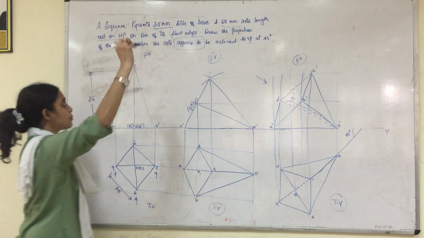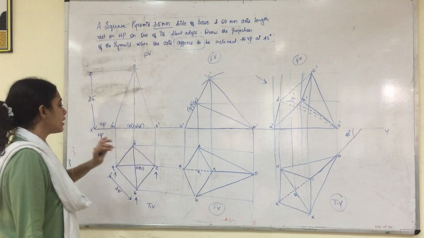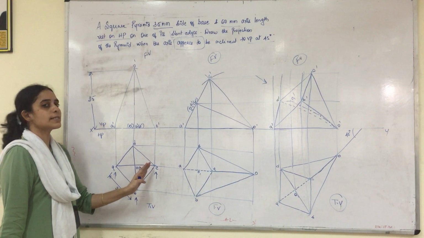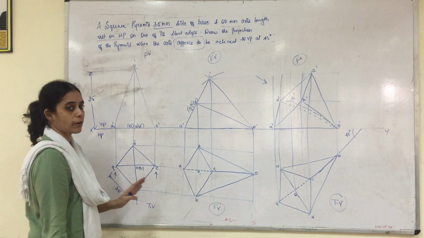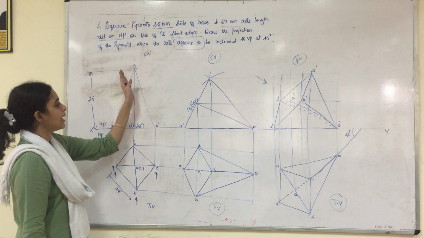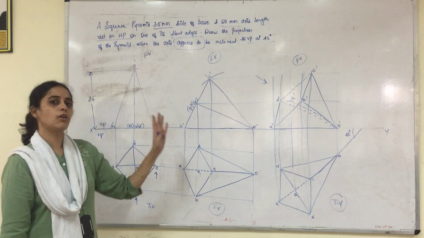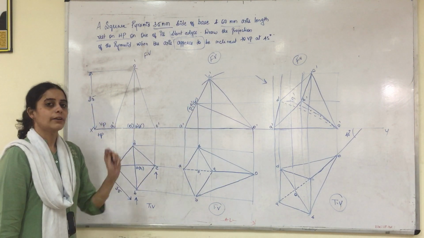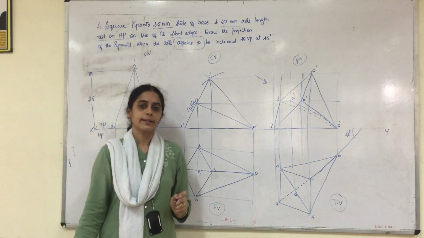So always when it is a problem on slant edge related to a square pyramid, the initial position will be in such a way that we keep the corner towards our right. Then only we can take the projection of the slant edge and shift the slant edge on the XY plane. So this is the concept you have to understand related to the slant edge problem on a square pyramid. Thank you.